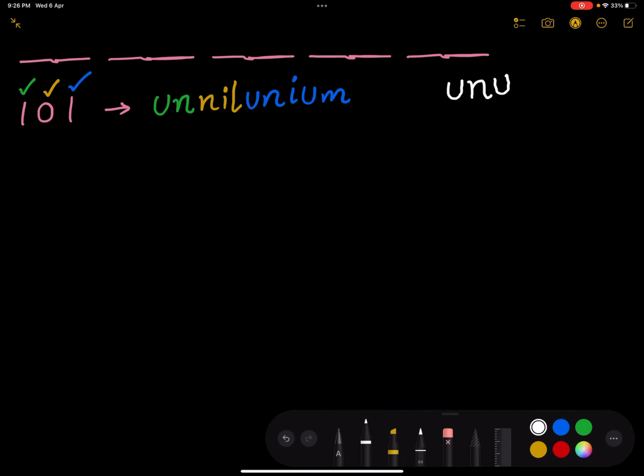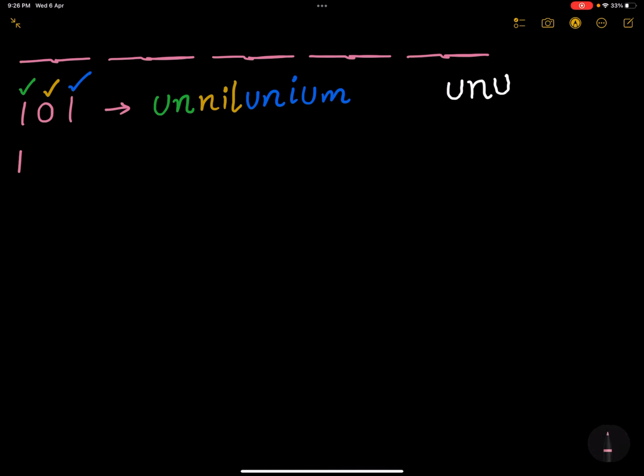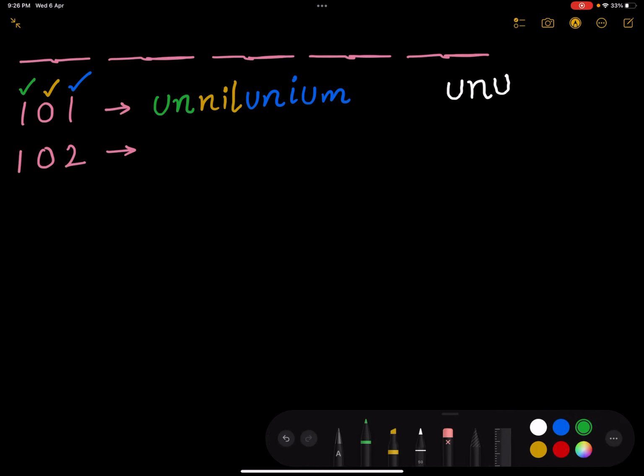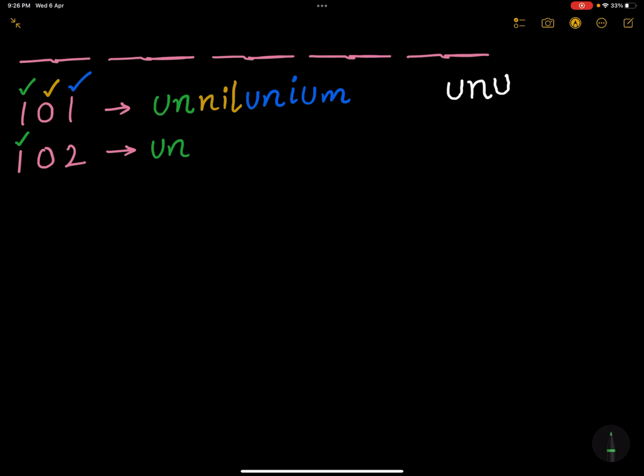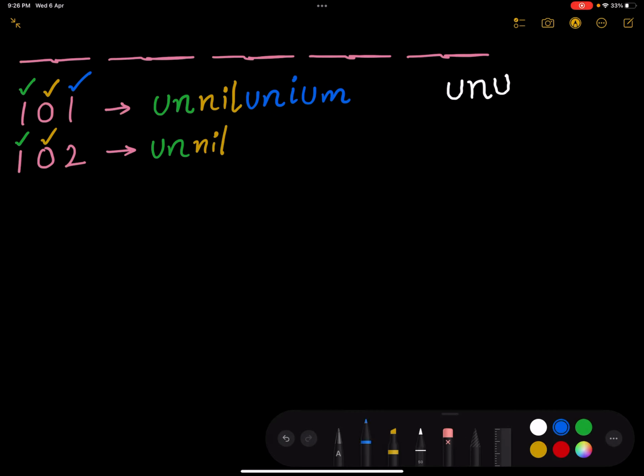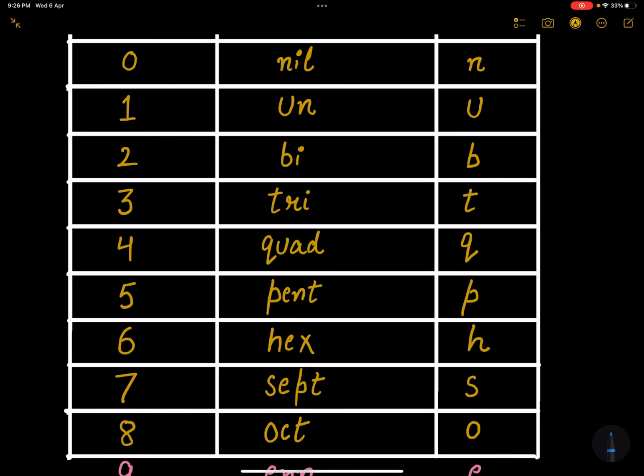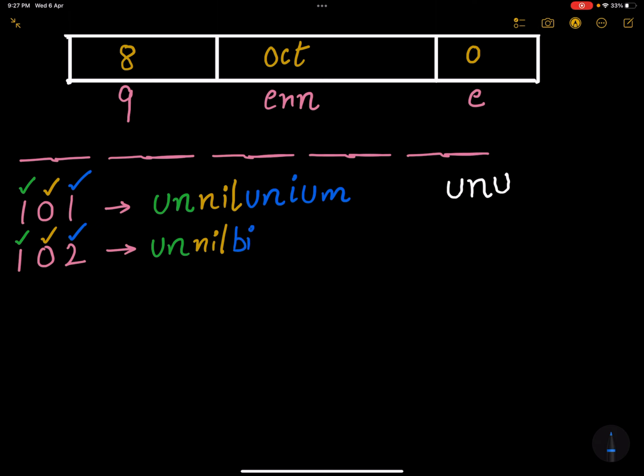Now let's come to the second atomic number, let it be 102. For 102 again, for 1 the numerical root is un, for 0 the numerical root is nil, and for the digit 2 the numerical root is bi. We have to add a word at the end of the name, so it's un, nil, bi, ium. Now its symbol: for un the abbreviation is u, for nil the abbreviation is n, and for bi the abbreviation is b. So the element will be called unb.